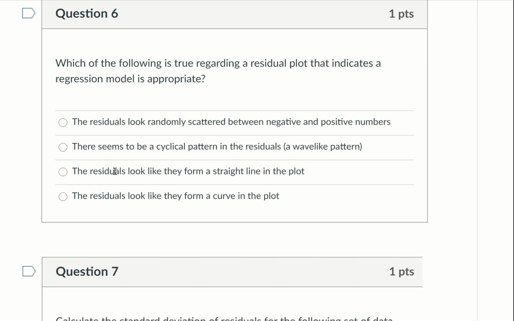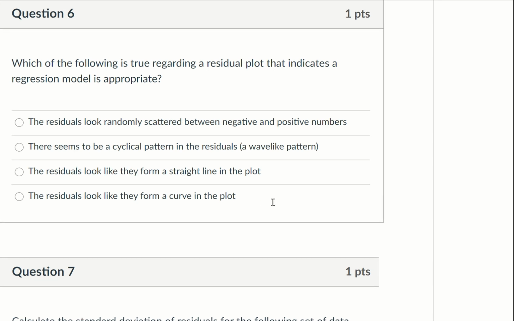All right, question 6. Which of the following is true regarding a residual plot that indicates a regression model is appropriate? So the residuals look randomly scattered between negative and positive numbers. There seems to be a cyclical pattern in the residuals. Residuals look like they form a straight line. Residuals look like they form a curve.